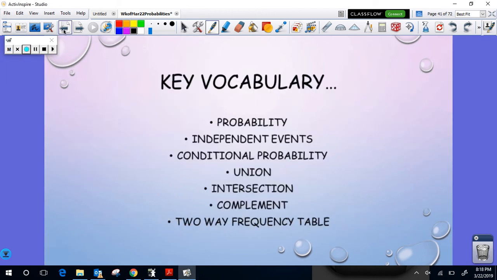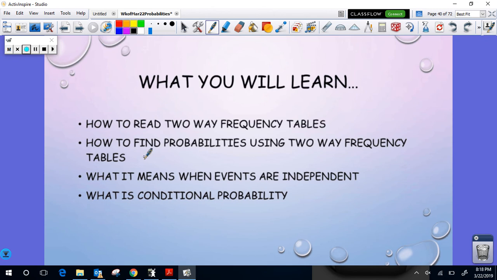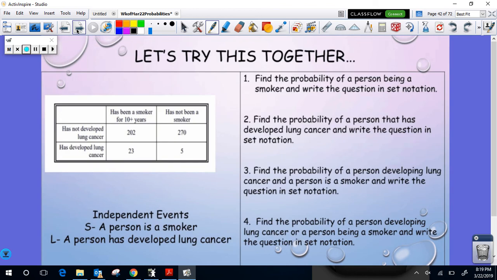Okay, so we're going to talk about two-way frequency tables. What you're going to learn is how to read two-way frequency tables, how to find probabilities using two-way frequency tables, and what it means when events are independent, and what is conditional probability.